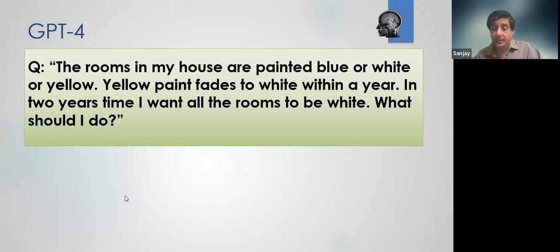It has to figure those things out. Then the third sentence is, "In 2 years' time, I want all the rooms to be white," right? And that's a vague sentence, okay? If you ask this to a 10-year-old, they're going to get confused, because you're telling the 10-year-old, "I want all the rooms in my house to be white in 2 years," and the kid's going to think, how do the rooms become white? Is there magic? Is there a genie? Is there a wizard? Like they're going to go into Harry Potter world or something else.